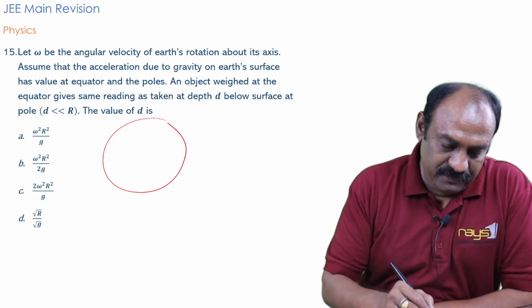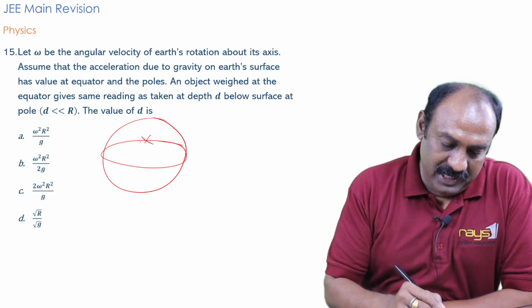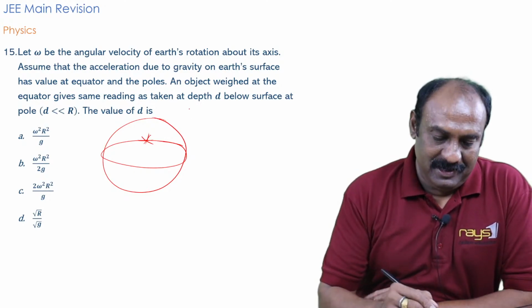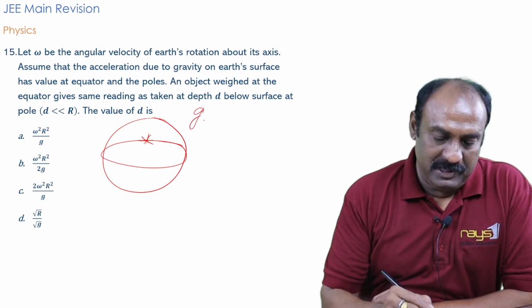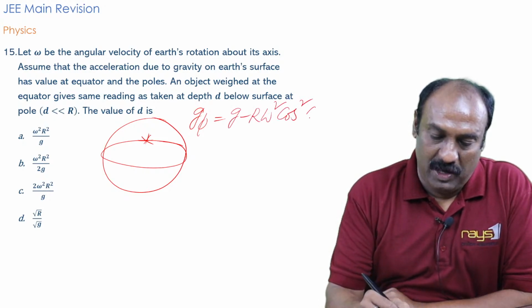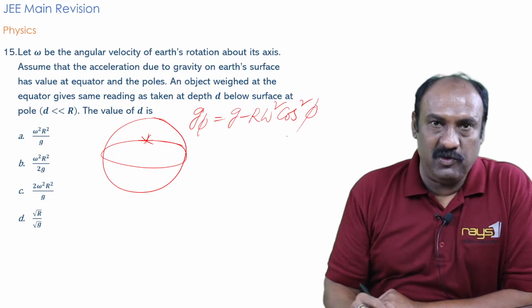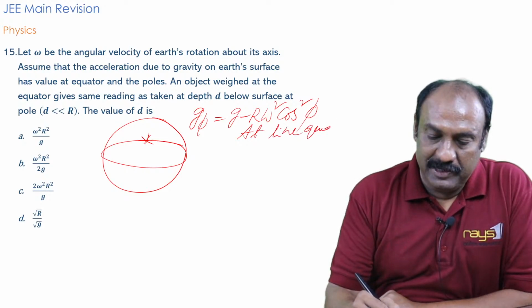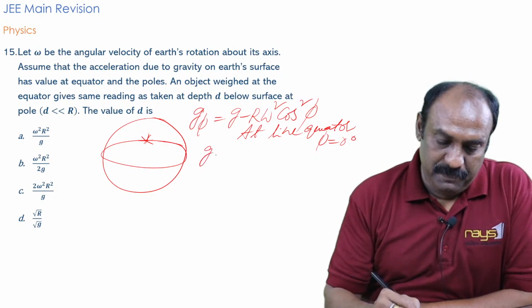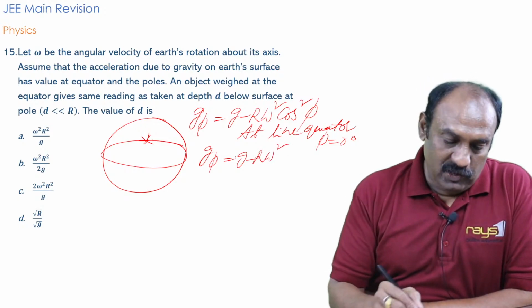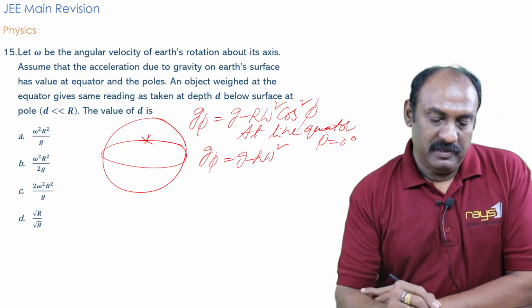So, for the earth, at a place of angle of latitude phi, the acceleration due to gravity is g phi equal to g minus r omega square into cos square phi, where phi is the angle of latitude. So, at the line of equator, its angle of latitude is 0 degrees. Therefore, g phi is equal to g minus r omega square, and according to the given data, it is equal to the g value at a certain depth.